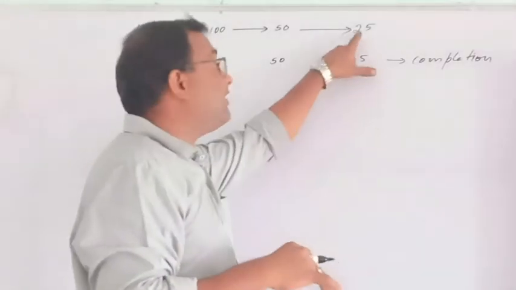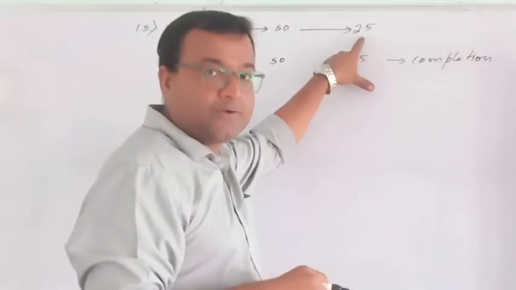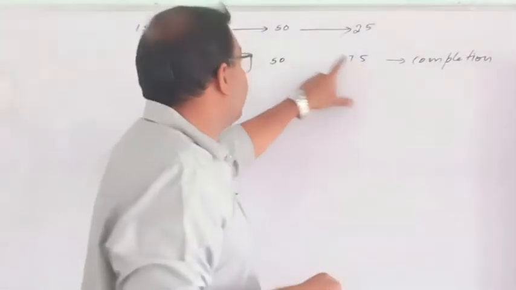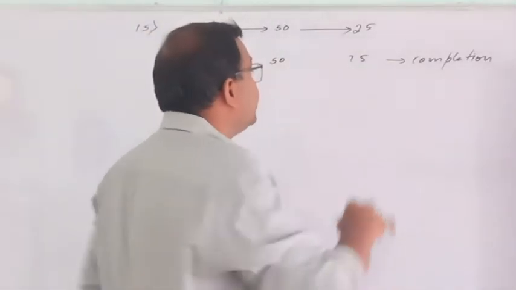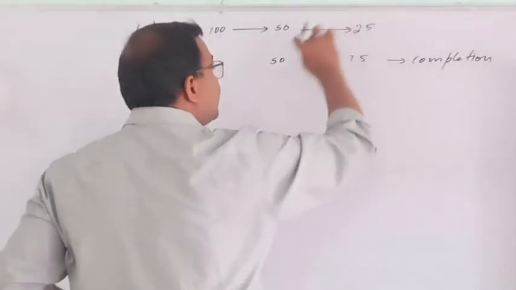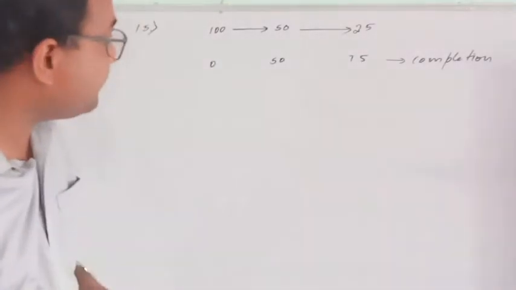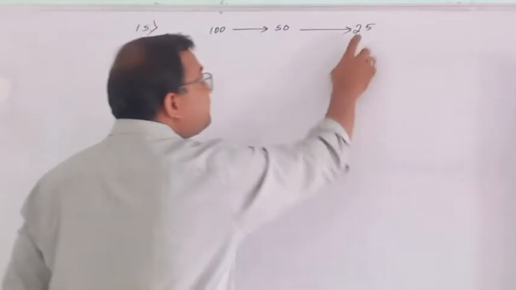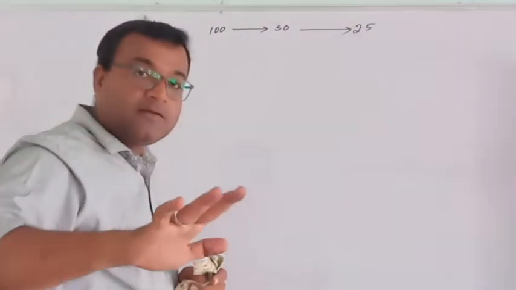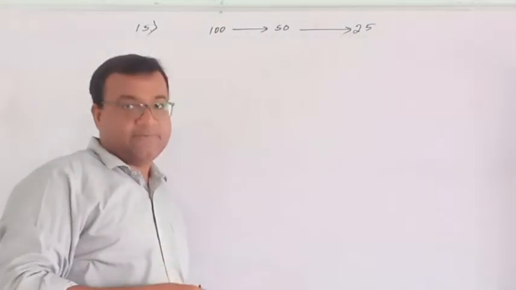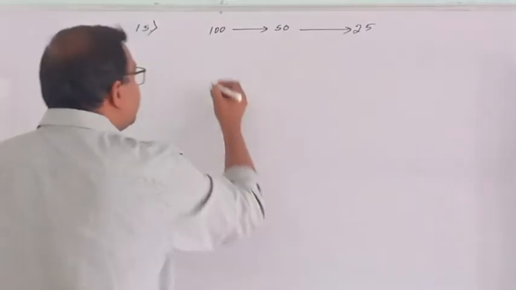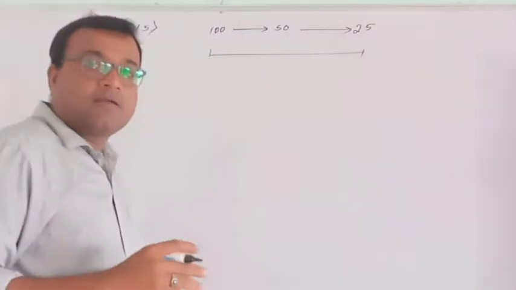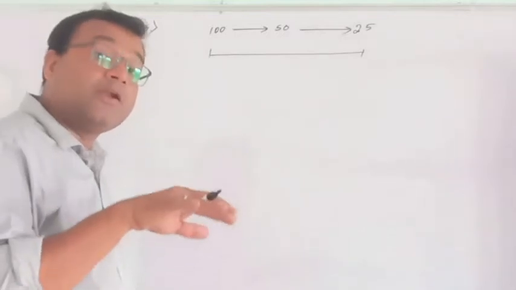75% completion means 25% is left. Reduced. Don't get confused. This is reduced, this is 25% completion. Okay. 75% completion means it is reduced to 25%. Now, this 25 indicates 75% reaction has completed. Now, what is the time taken to complete from 100% to 75% completion or 25% reduced?